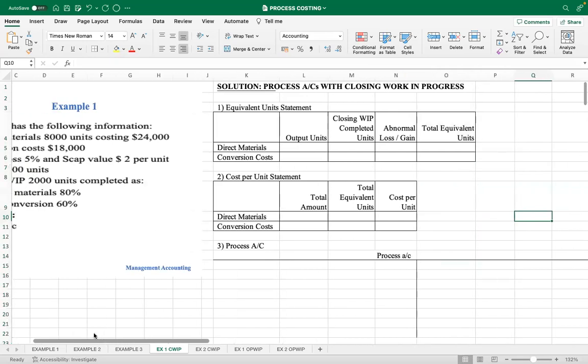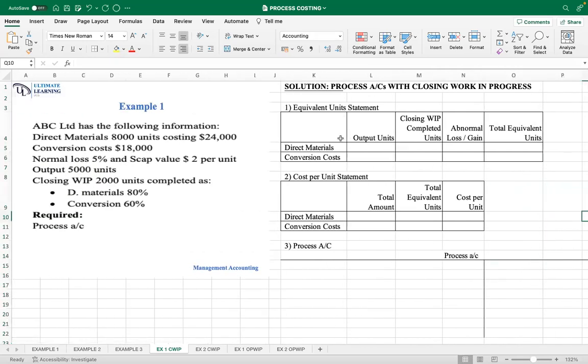So let's read the question now that we have the contents and we post the items. Again, in process accounts with closing work in progress, number one, prepare the equivalent units statement, and we explained what the contents include. Number two, calculate the cost per unit, and we explained what the contents are. And number three, prepare the process accounts. So let's read the question.